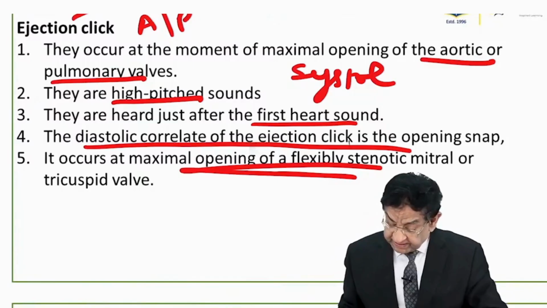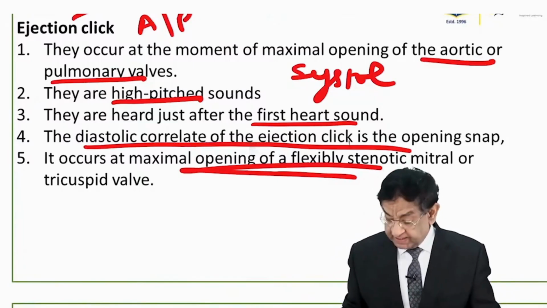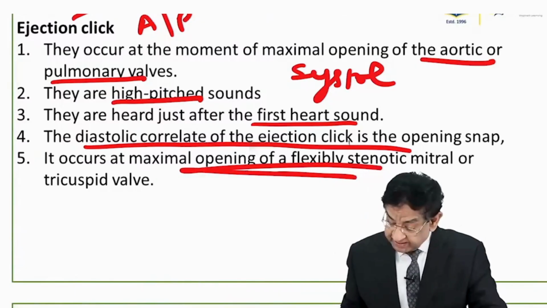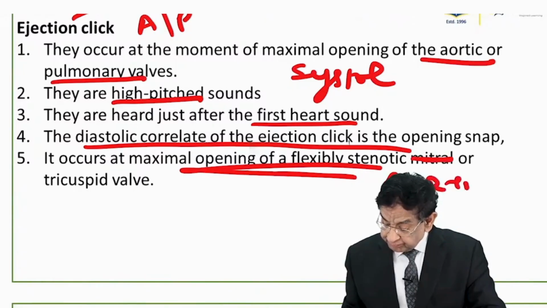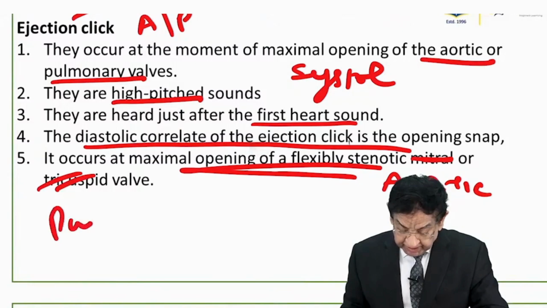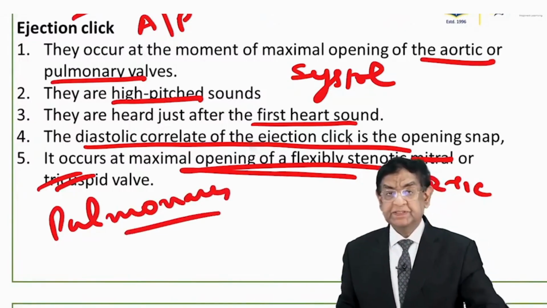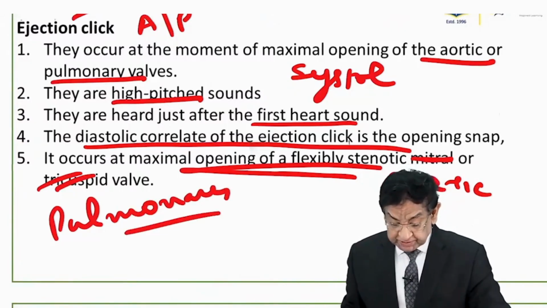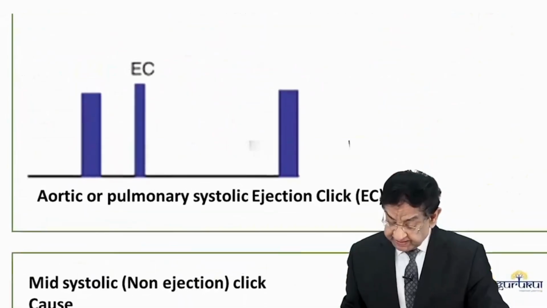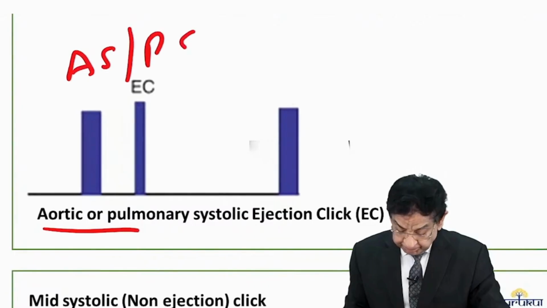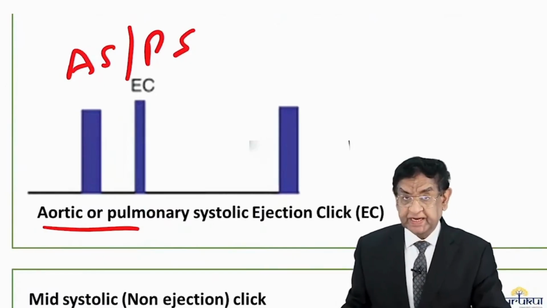And again, they indicate flexibility. The way we have flexible mitral and tricuspid valves in opening snap, here we are getting flexible, especially aortic and pulmonary valves. This is the ejection click. Okay, nobody is going to ask you. So we get ejection click in aortic stenosis and pulmonary stenosis, the two conditions.